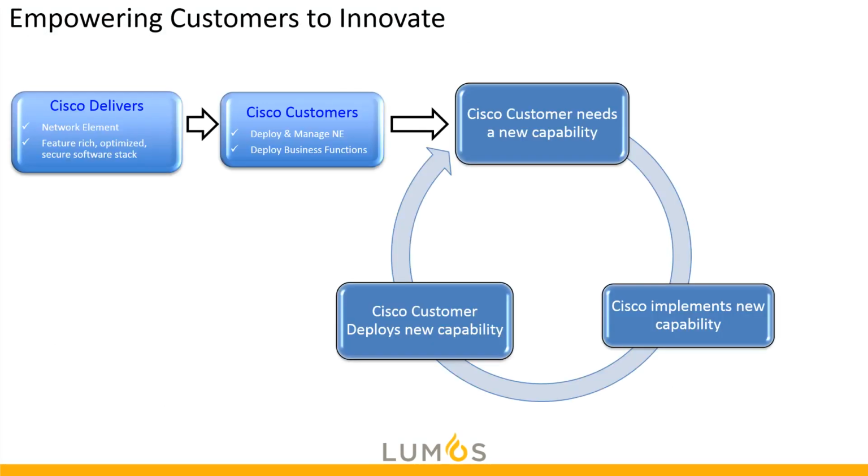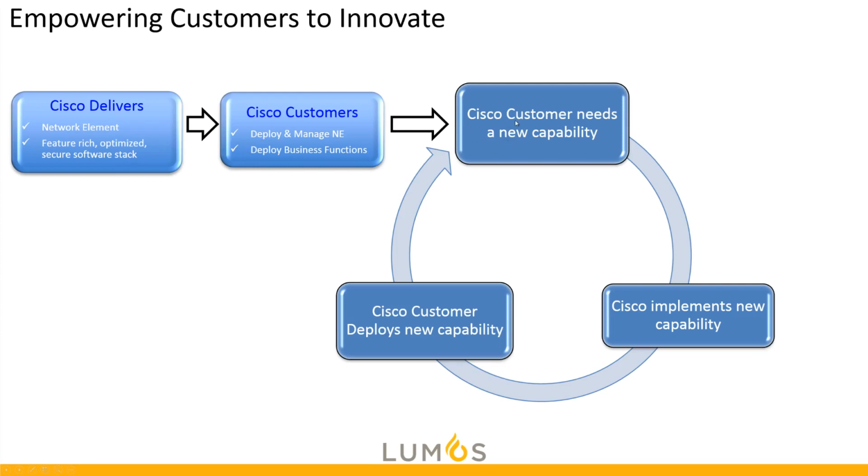So if we take a look at, for instance, the historical way of doing things, Cisco would deliver a network element, a router, a switch, a network device with rich features, optimization for those features, and a secure software stack. And this is great, right? Cisco customers deploy this and manage those network elements. They deploy various business functions on those.